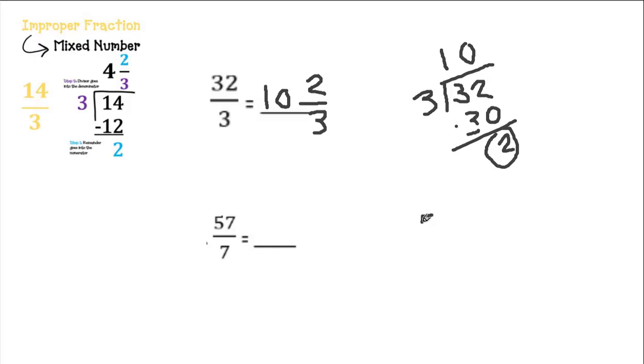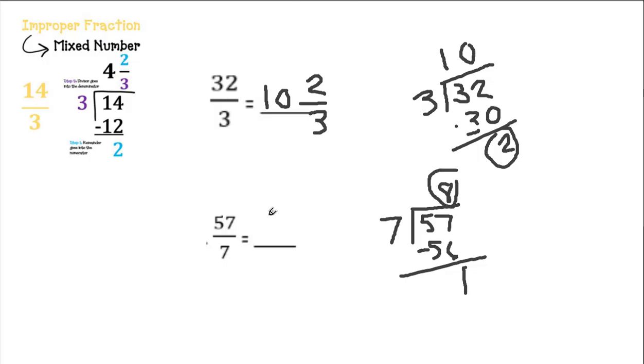We have 57 divided by 7. I know 7 times 8 is 56. So we're going to subtract that, 56, 1 left. The hardest part, I think, about doing this is remembering where everything goes. This is the whole number that I just took out of that fraction.